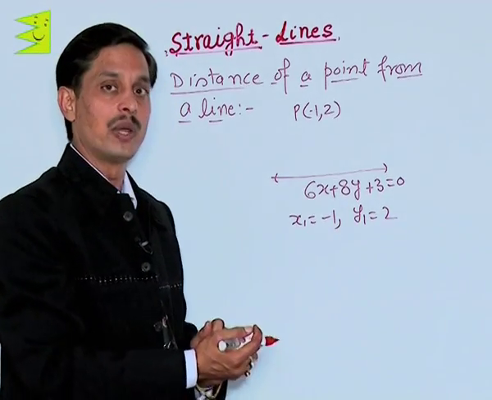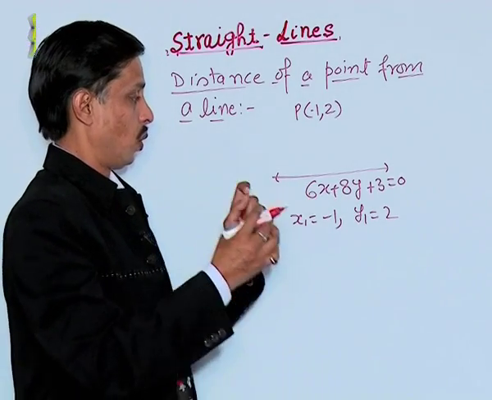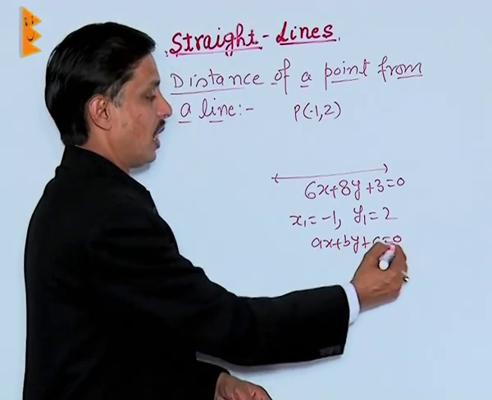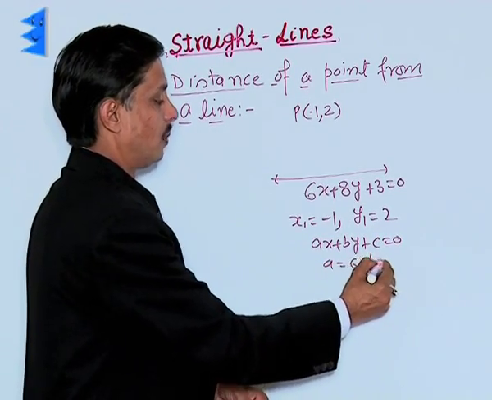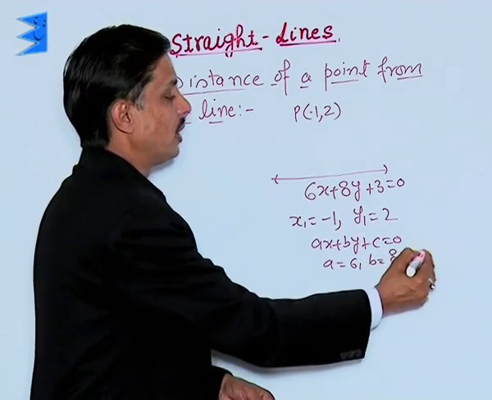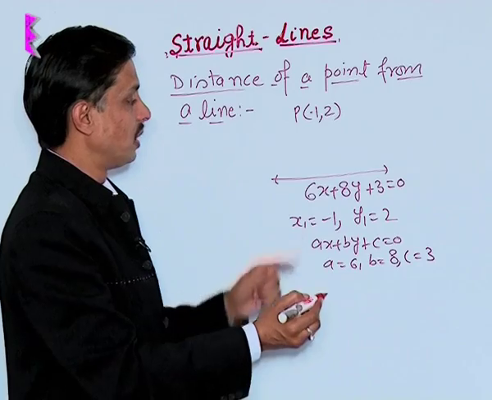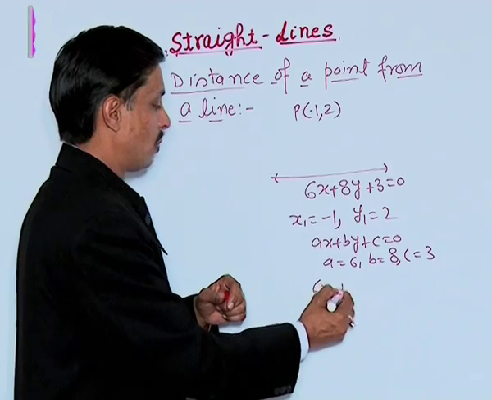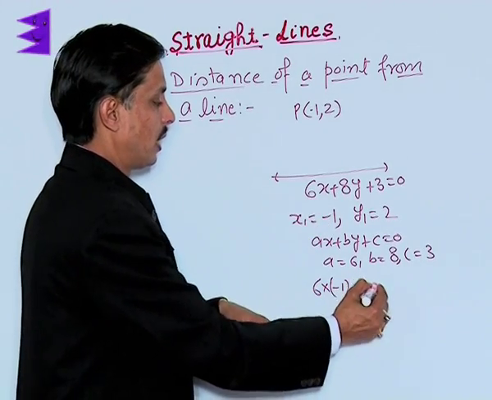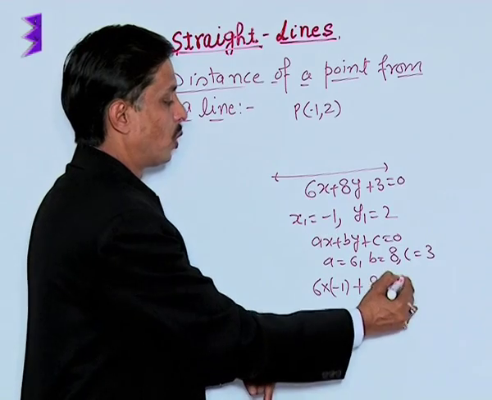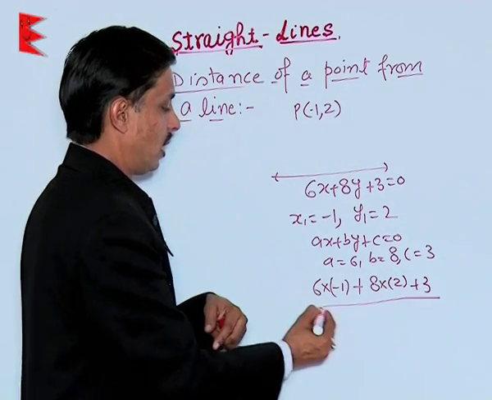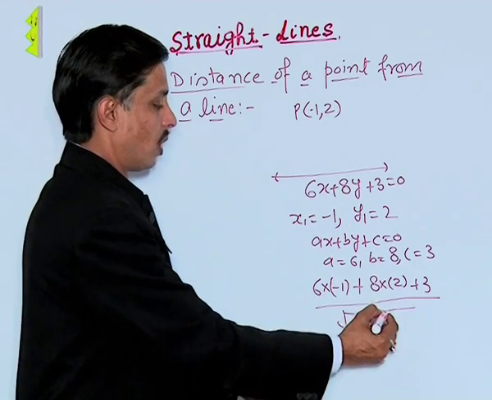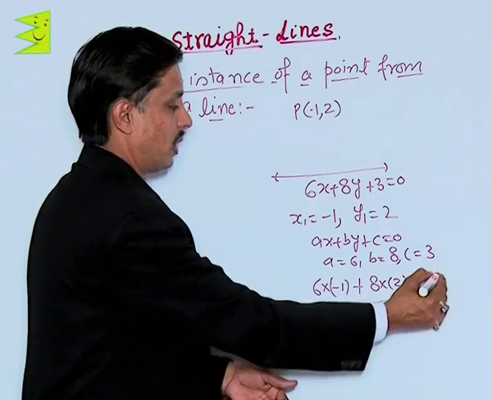x1 and y1 are -1 and 2, and the line is ax plus by plus c is equal to 0, where a is 6, b is 8 and c is 3. So the method is, in place of x in the equation put the abscissa, that becomes 6 into -1 plus 8 into, in place of y we put 2, plus 3, and divided by the square root of the sum of squares of the coefficients of x and y, that is 6 square plus 8 square, mod.